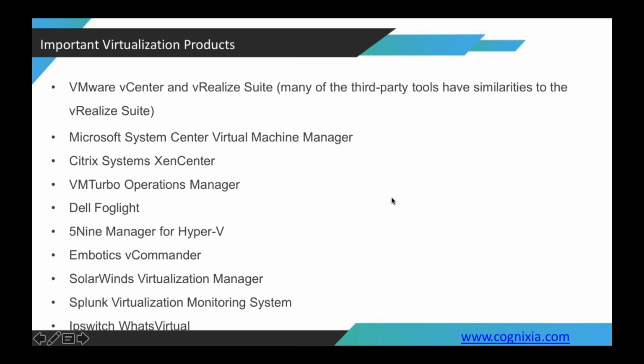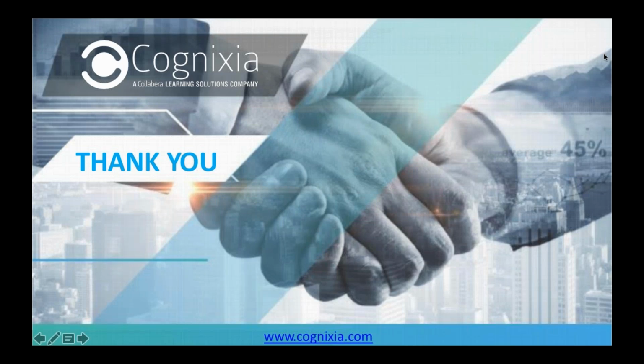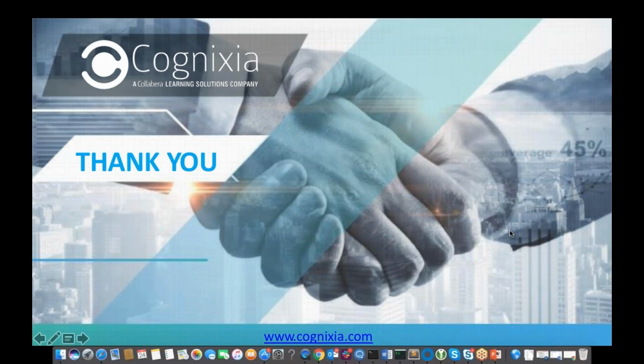All right, so here are the important virtualization products. You can use VMware vCenter, vRealize Suite, Microsoft System Center, Citrix XenCenter. Then there is VMTurbo, Dell Foglight, Embotex, SolarWinds, Splunk, and Ipswitch. So these are all the different virtualization products that you can use. Okay. All right, that completes the virtualization for us.